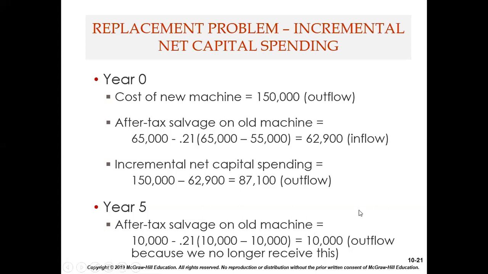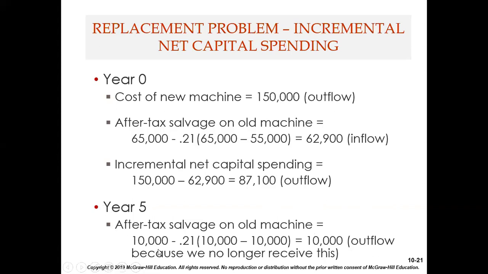Finally, the after-tax salvage on the old machine must also be looked at. What does this mean? Just because we're saying, okay, we're going to sell it in year 0, we're not done with it, because maybe we should have kept it. So what are we giving up at the end of year 5 if we kept the old machine and got rid of it then? We have to take that also into account.